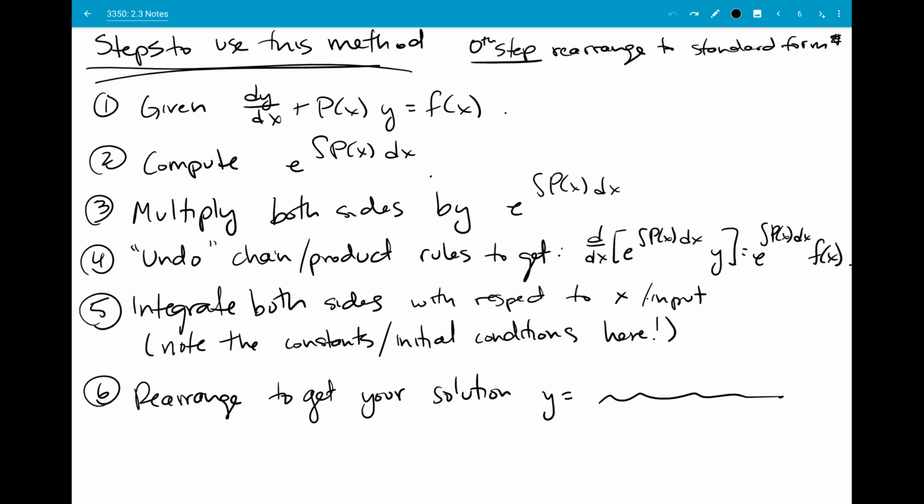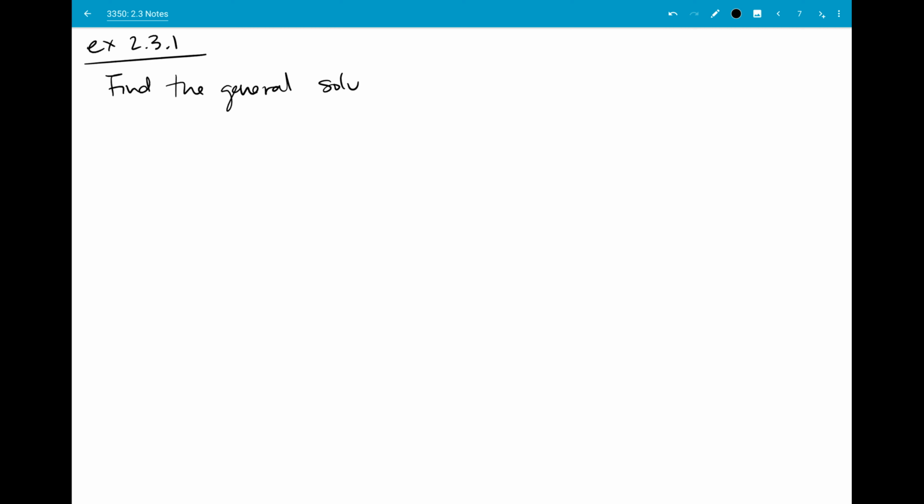Okay, so we're going to go ahead and do an example using these steps right here to solve a first order linear equation. Yeah, it's example 2.3.1. And we're just finding the general solution to dy/dx minus 3y is equal to 6.